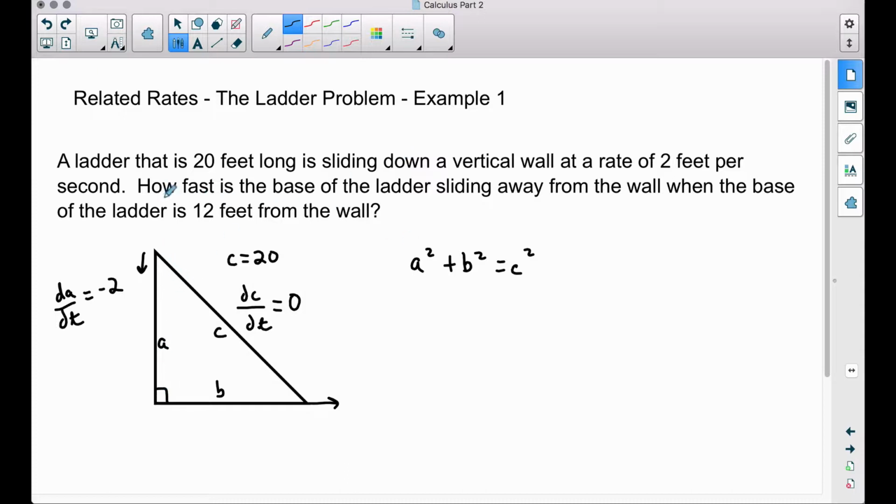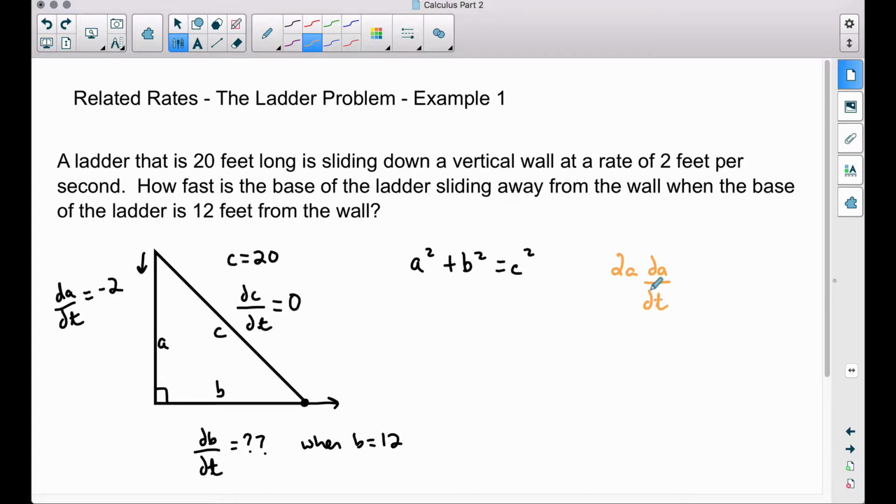Now our question says, how fast is the base of the ladder sliding away from the wall when the base of the ladder is 12 feet from the wall? So we're trying to find the rate of change of this distance, the base of our ladder. As this slides away, at what rate is it sliding away from the wall? dB/dt is what we're looking for, when b equals 12. I'm going to do some calculus, and then we're going to come back and see that we need to find some missing pieces before we can solve for dB/dt when b equals 12. Let's take our Pythagorean theorem equation and differentiate all of our variables with respect to time.